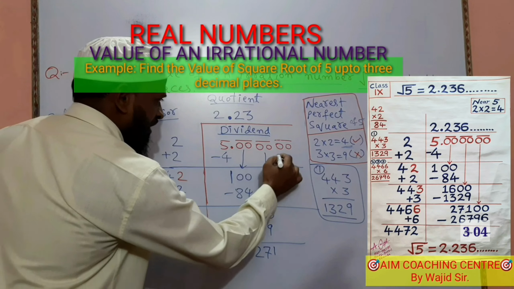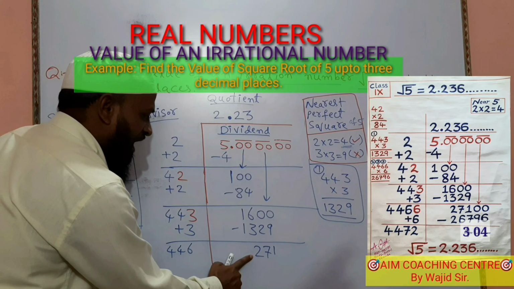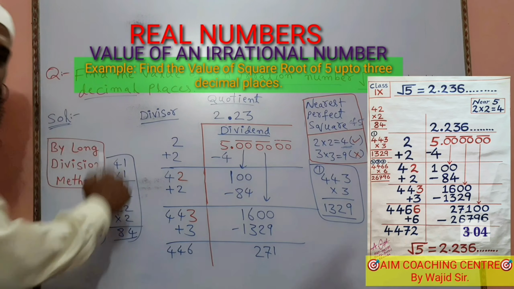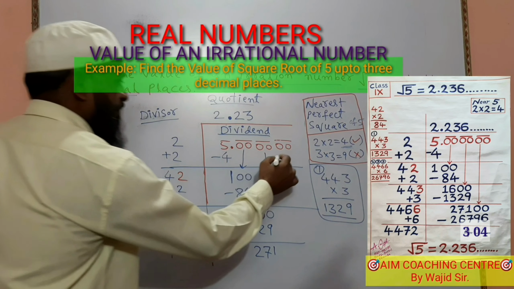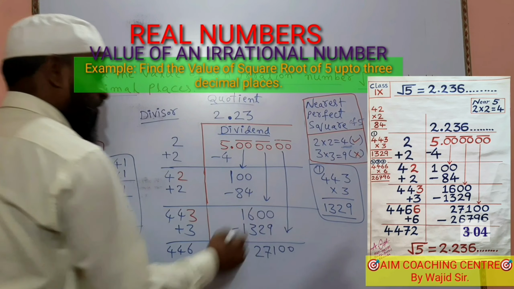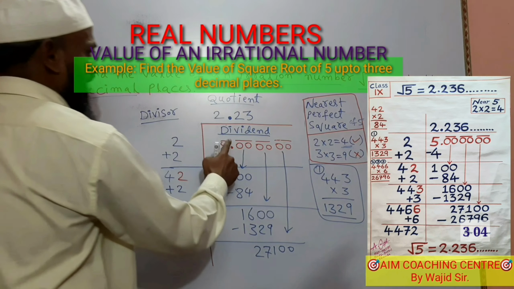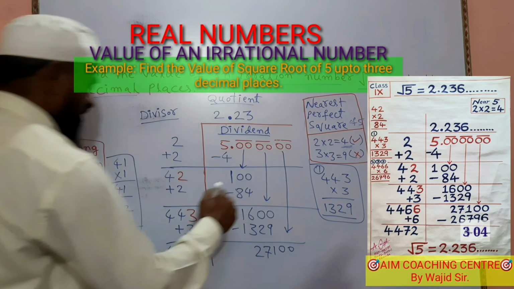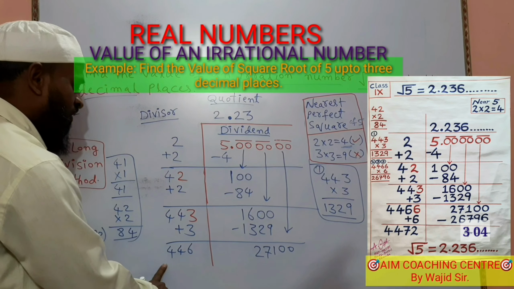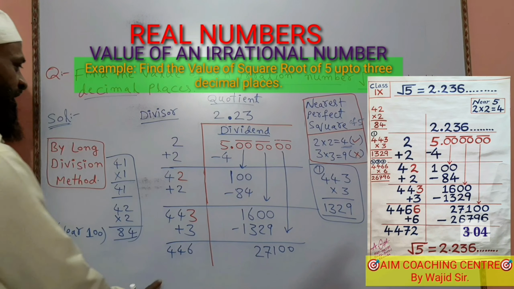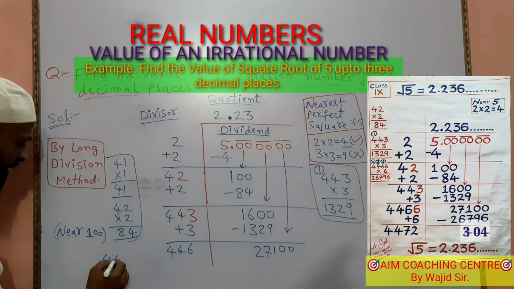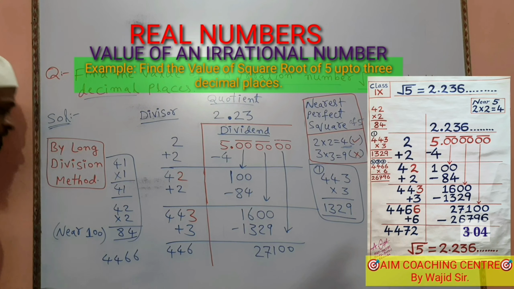Again we have a small number in the dividend and a big number in the divisor, so we have to bring down again a pair of zeros. Now we got the greater number in the dividend. Yes. Now the same process. Take any one number with 446.